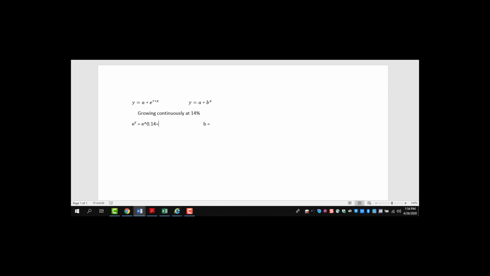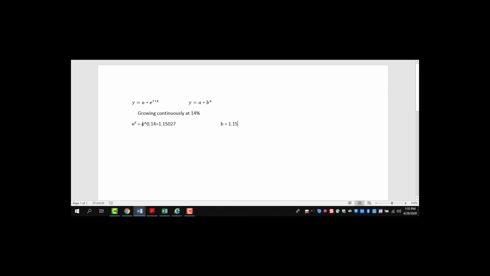I count that, and when I do that, I get 1.15027 and a bunch of other stuff, but essentially 1.15. So if b was 1.15, that would be comparable, but a 14% continuous growth would be about a 15% annual growth. All right, you see the difference? How you put this in versus how you put this in, and what the difference means.